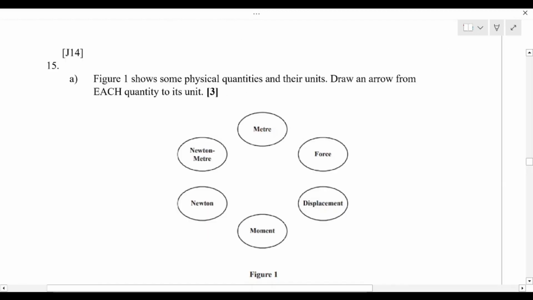From January 2014, Figure 1 shows some physical quantities and their units. Draw an arrow from each quantity to its unit. Starting from the top and going clockwise, the meter is the unit for displacement, so we draw our line from displacement to meter, not the other way around, because it has to draw it from each quantity to its unit. Unit of force is the newton, and of moment is the newton meter.